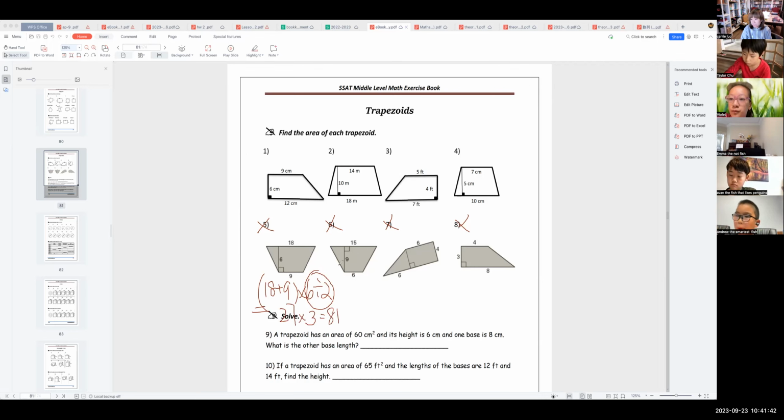Everybody, did you get it right? Okay, so let's take a look at the next one. The top is 6, the bottom is 15, so times 9 divided by 2. So equals 21 times 9 divided by 2 equals 189 over 2.